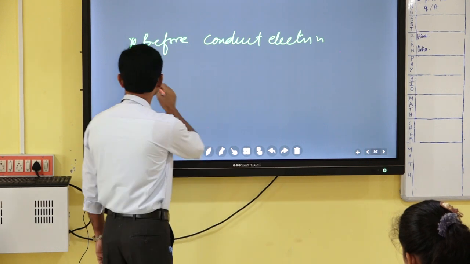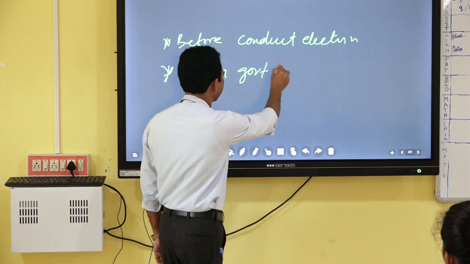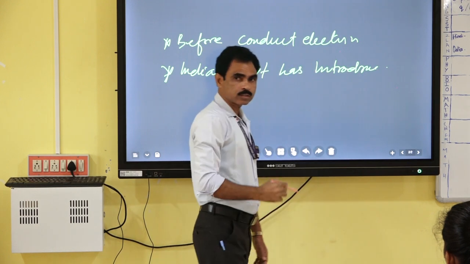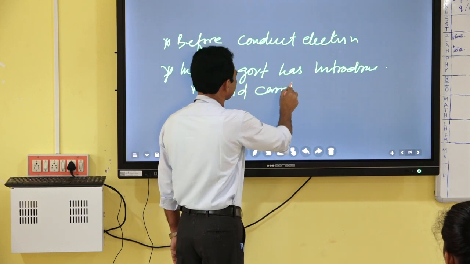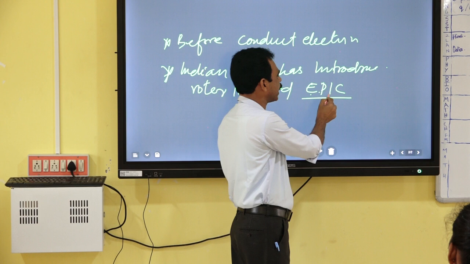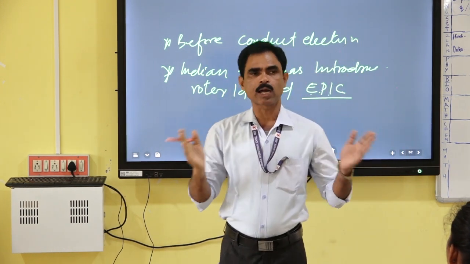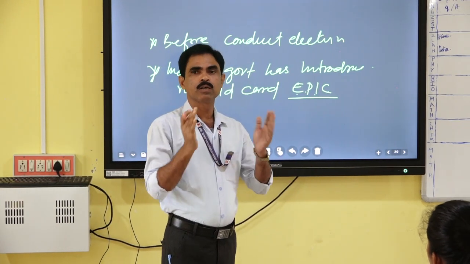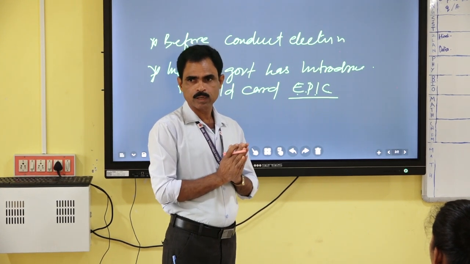Clear? So here the Indian government has introduced, what is that? The voter ID card. This is called the EPIC, Election Photo Identity Card. The Indian government has introduced it. So these election voter photo identity cards were distributed to the citizens who are eligible to vote. Clear?